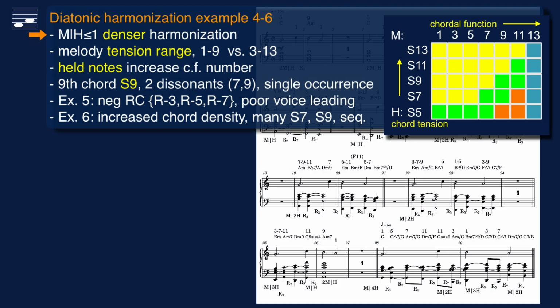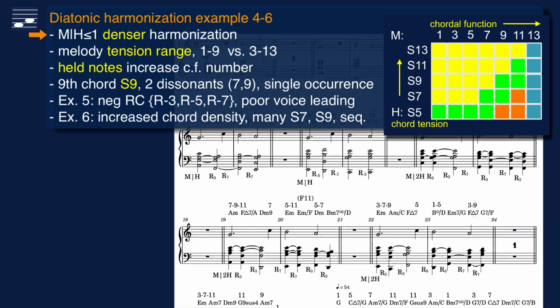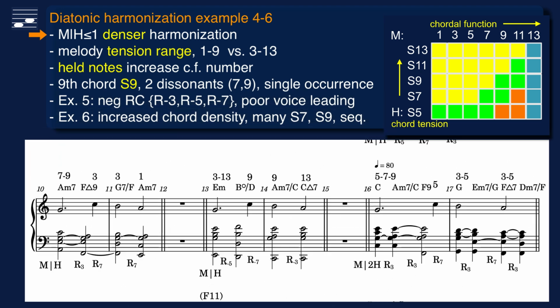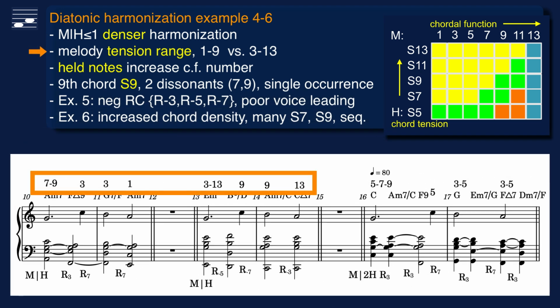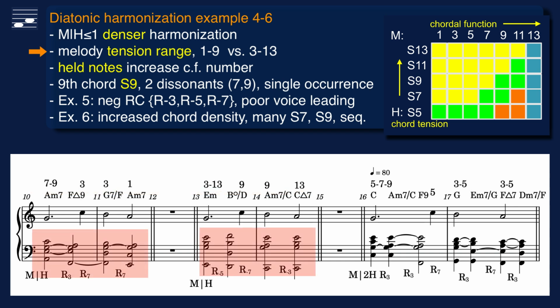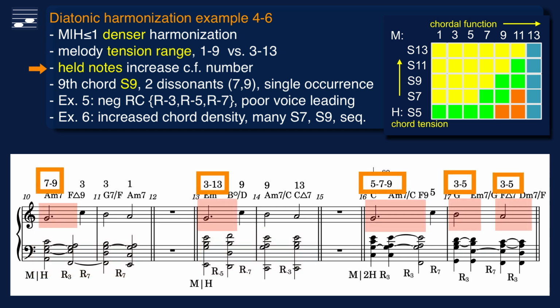The next three examples increase the chord density slightly, with 1 or 2 chords per melody note. Example 4 has significantly lower tension range than its successor. The harmony rhythm is static, with mostly half notes, which leads to 2 or more chords below the opening pitch G. And here's another Schillinger recommendation. For held notes, increase the melody chordal function number, and that is shown here for the three cases.